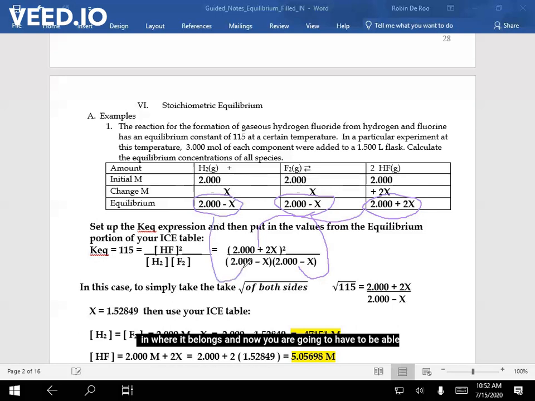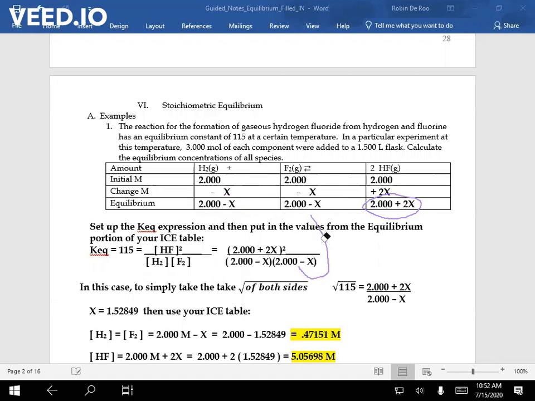Now you are going to have to be able to do the math. In this particular example, if I take the square root of both sides, that will simplify matters. So I took the square root of this, that's what I got here. Take the square root of this, then you get this. In this particular case, you take the square root of both sides.